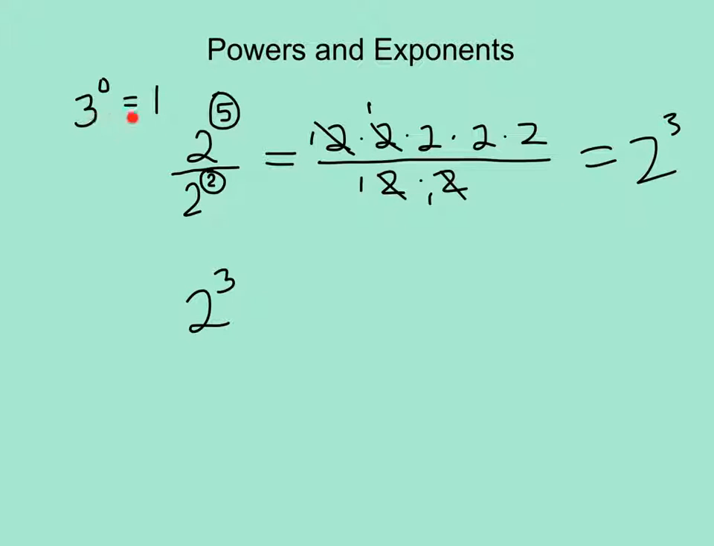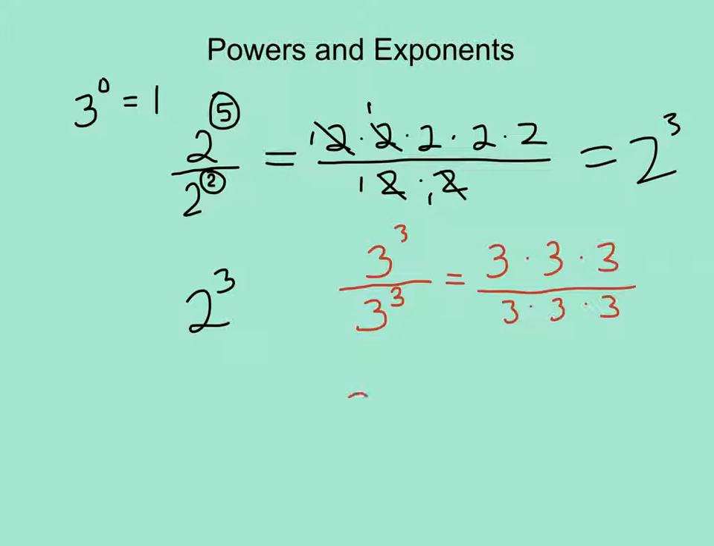Now let's go back to this. 3 to the 0 power is 1. So here's a problem that would end up being 3 to the 0 power, right? Because I can subtract my exponents. Okay, 3 minus 3 is 0, so this would give me 3 to the 0 power. Now let's go right here. I wrote it out, and let's start canceling out, right? Those two cancel out. They become 1. 3 divided by 3 becomes 1.